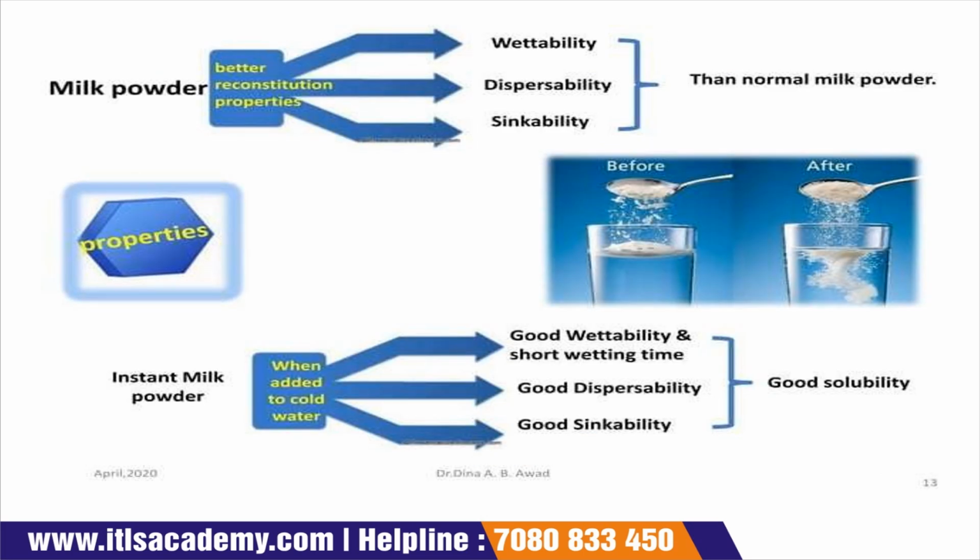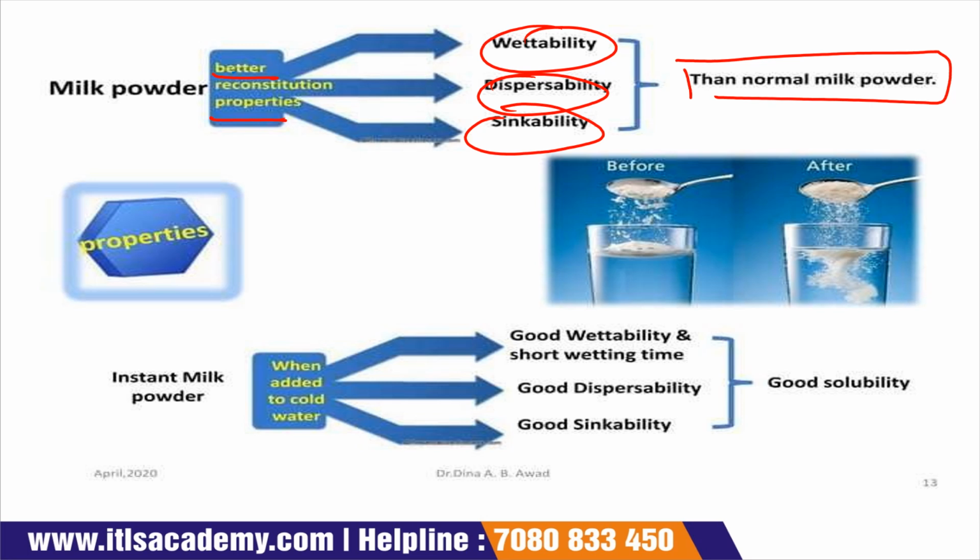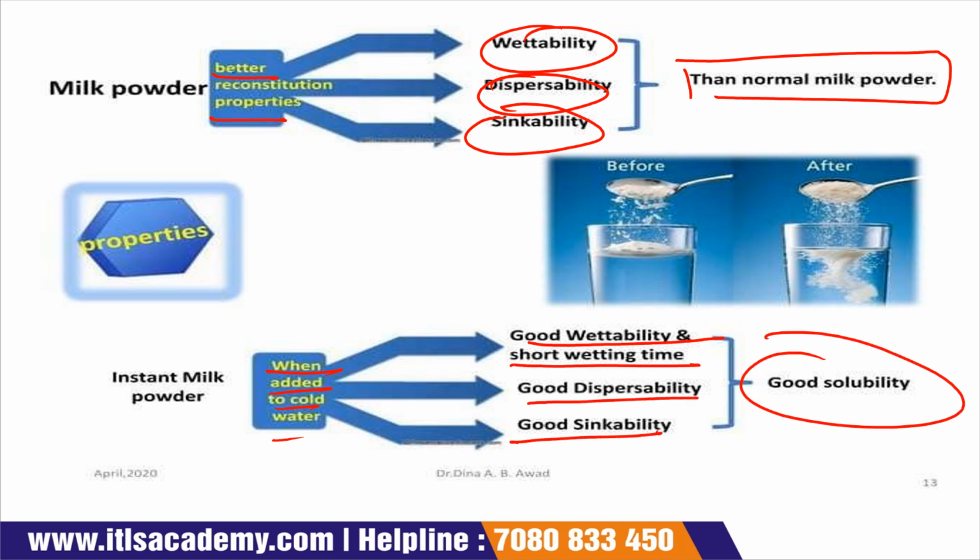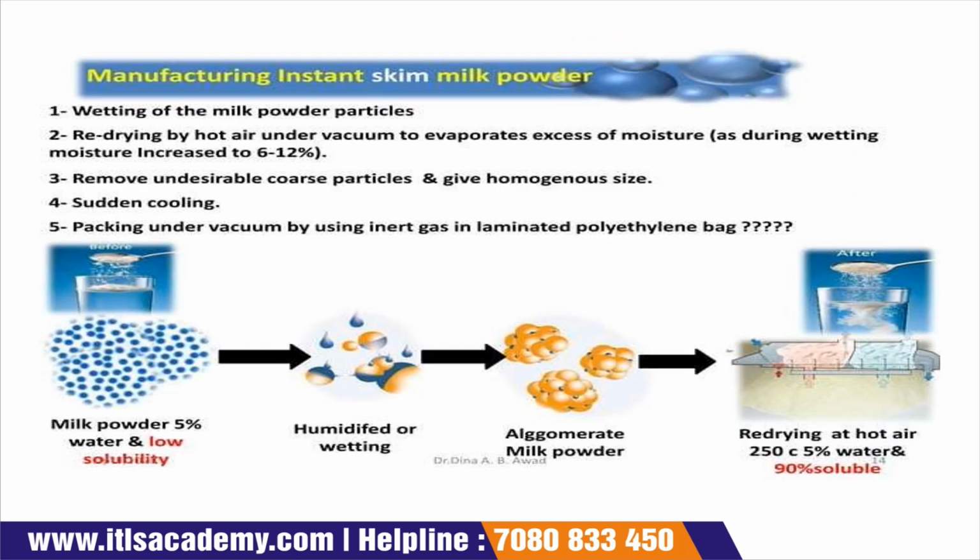Now the next is milk powder with better reconstitution properties. What is it? Better reconstitution properties, wettability, dispersibility and sinkability than normal milk powder. Instant milk powder, when added to cold water, has good wettability and short wetting time, good dispersibility, good sinkability, and good solubility.